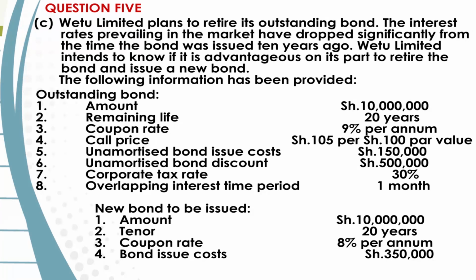The new bond to be issued. One, the amount is 10 million shillings. Number two, the tenor is 20 years. Number three, the coupon rate 8% per annum. Number four, bond issue cost 350,000 shillings.